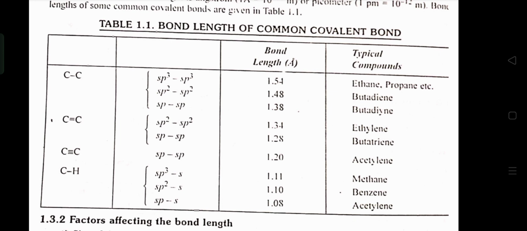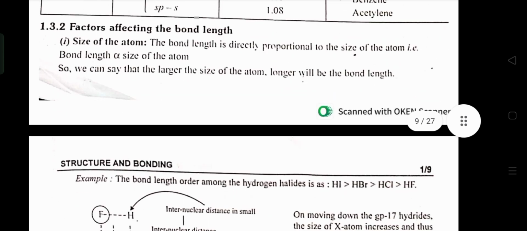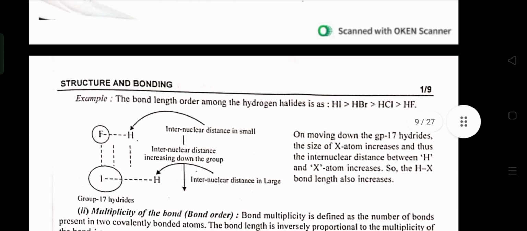C-C single bond length is 1.54 Angstrom. C double bond C bond length is 1.34 Angstrom. C triple bond C bond length is 1.20 Angstrom. Factors affecting the bond length. First one is the size of atom. The bond length is directly proportional to the size of atom. So we can say the larger the size of the atom, the longer the bond length.